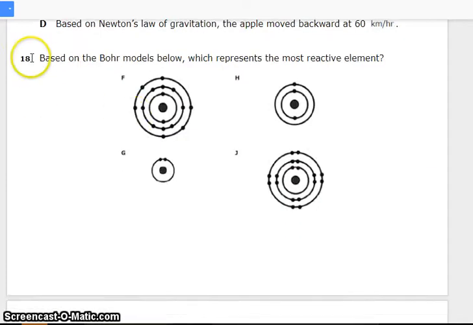Number 18. Based on the Bohr models below, which represents the most reactive element? F, G, H, J, which is most reactive?